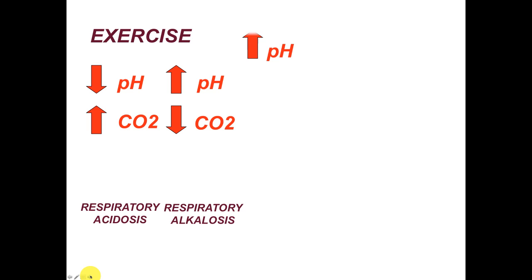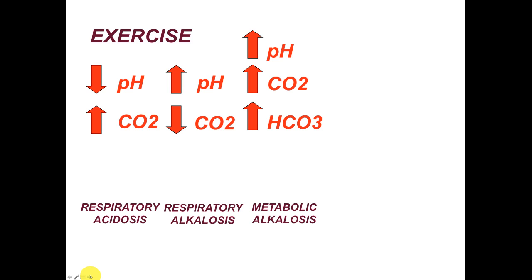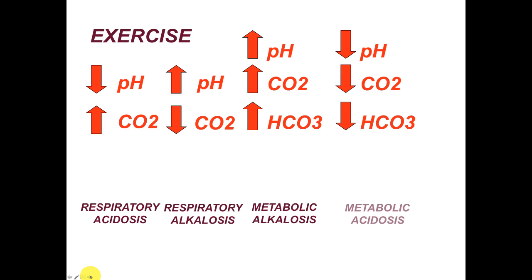In the third scenario, the pH goes up, the carbon dioxide goes up, and the bicarbonate goes up. We know that this is metabolic alkalosis. And if the pH goes down, the carbon dioxide goes down, the bicarbonate goes down, this is metabolic acidosis. So the question is, how do you know if compensation is going on?